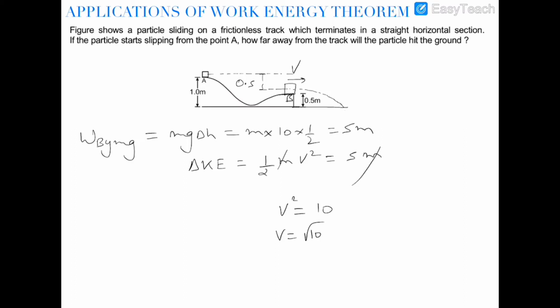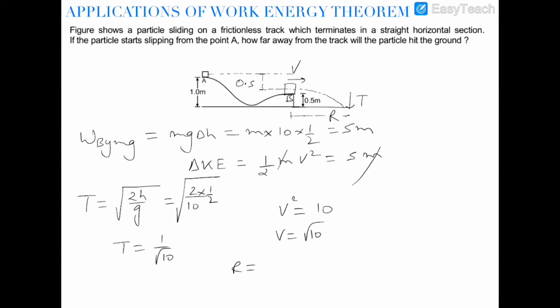Now we can find the time in which it will fall to the ground, and let's suppose this time is t. So this is the time of flight of projectile motion, and it is equal to under root of 2h by g, and this is root of 2, h is half and g is 10. So this time is 1 by root 10. Now this range r can be calculated easily by multiplying this velocity with this time of flight, and hence the range will be 1 meter. So it will fall on the ground at a distance of 1 meter from this point B.